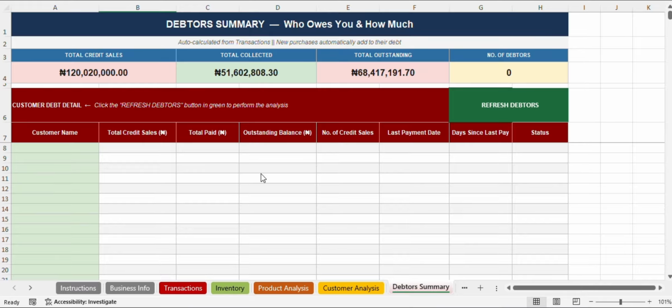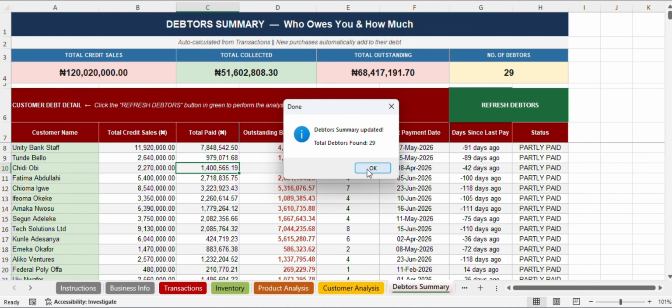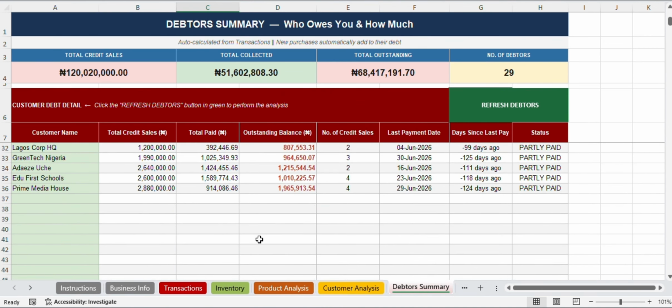So, for the debtor summary, like I said in the previous video, where you have the product analysis and customer analysis, there's a faster way, which I made those changes. So you might not need to write anything here. You just click on the button, refresh, and it automatically refreshes the whole page. But there's something I also want you to see here.